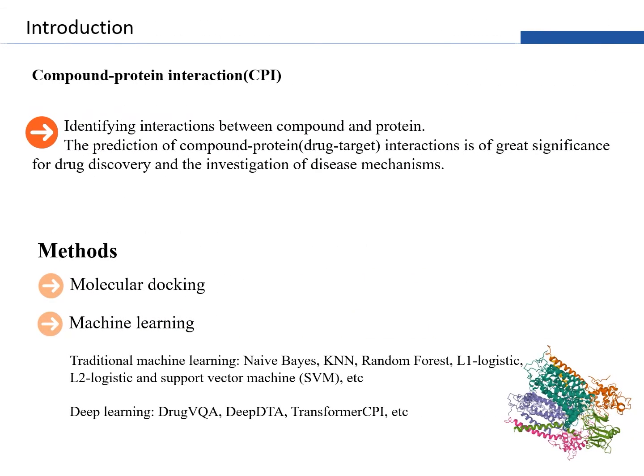Identifying interactions between compound and protein is a substantial part of the drug discovery process. The interaction analysis technique based on experiments is expensive and time-consuming, so it's very meaningful to study computing methods to identify the relationship between compound and protein. There are two main computation-based methods, molecular docking and machine learning.